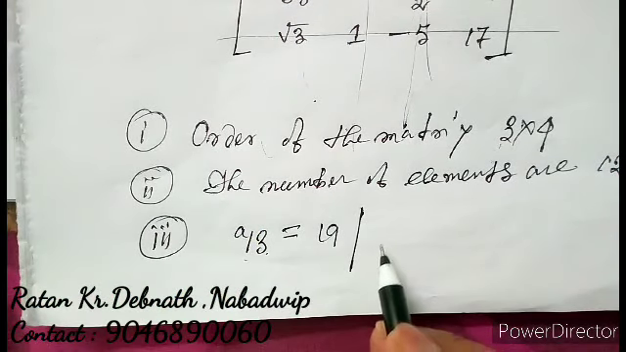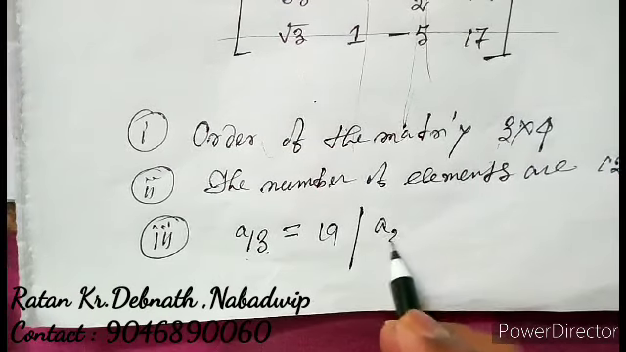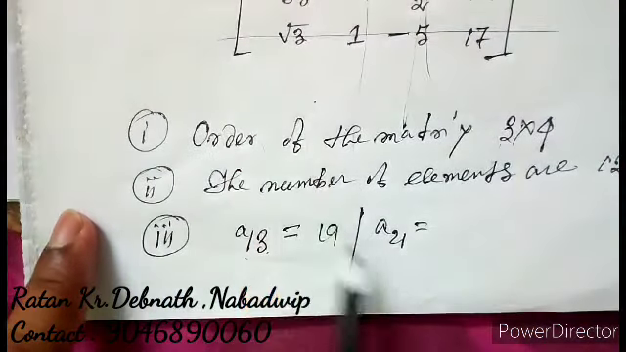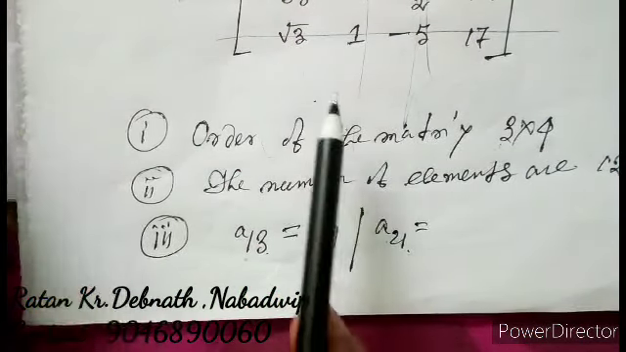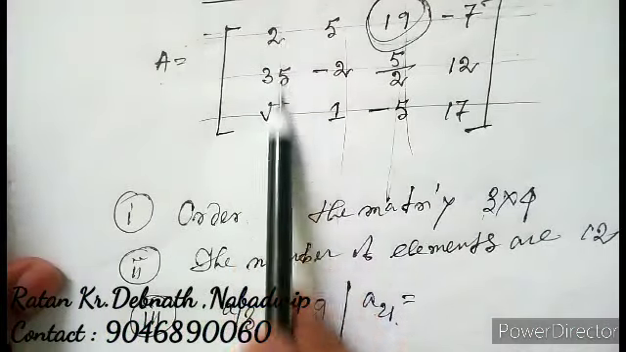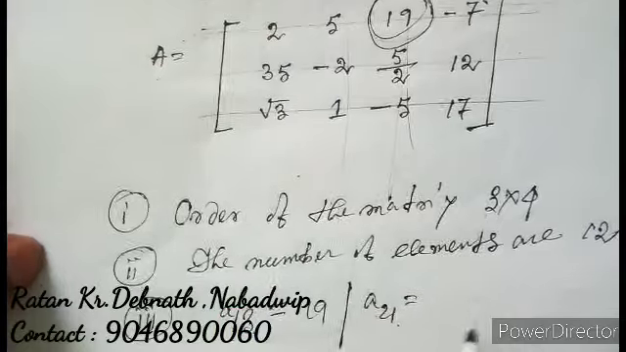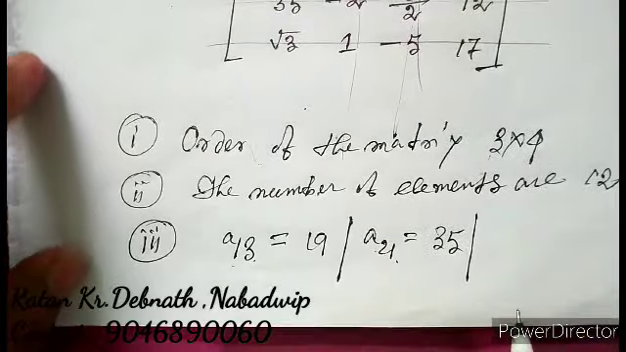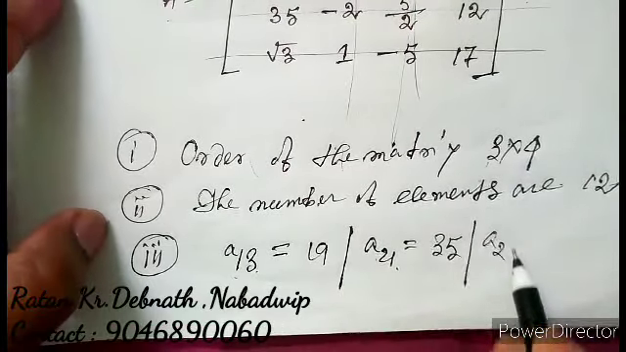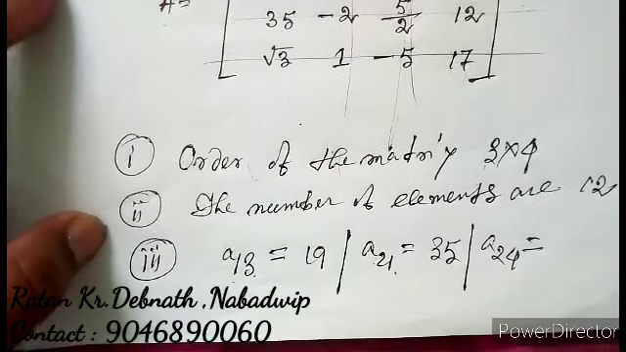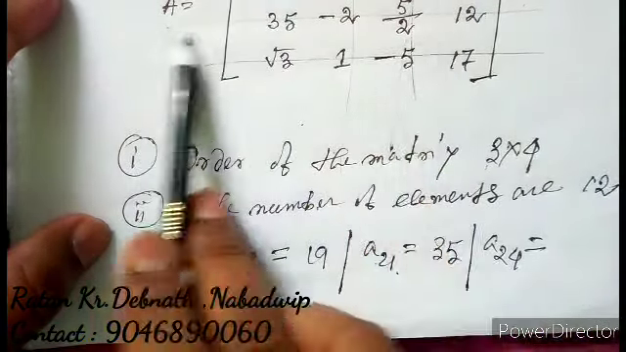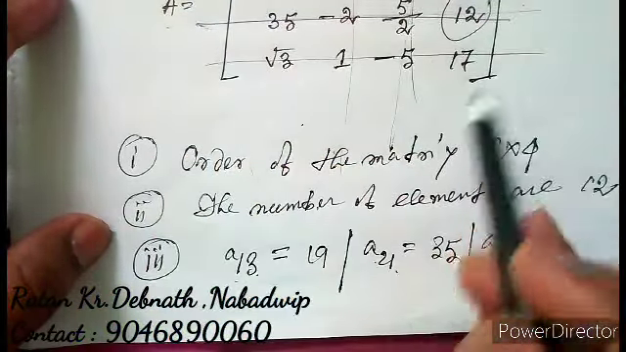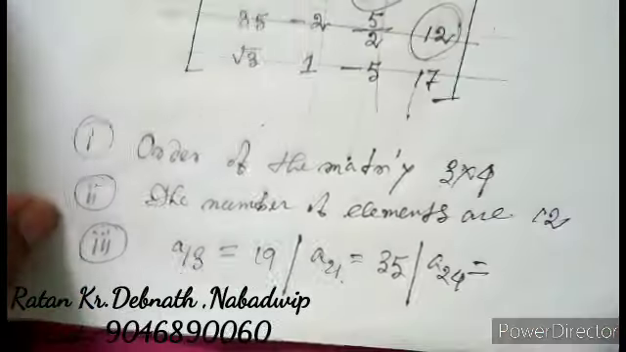Next, element of the position 21. 21 means second row and first column. Second row first column means 35. Next one, A24. A24 means second row and fourth column, which means 12.